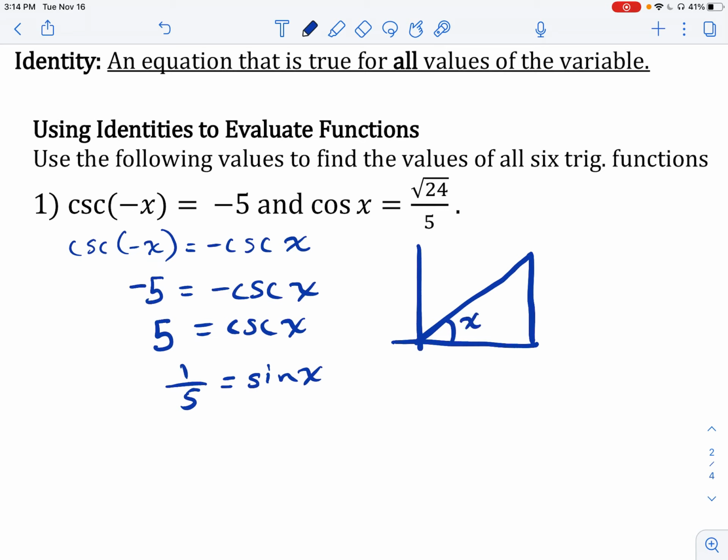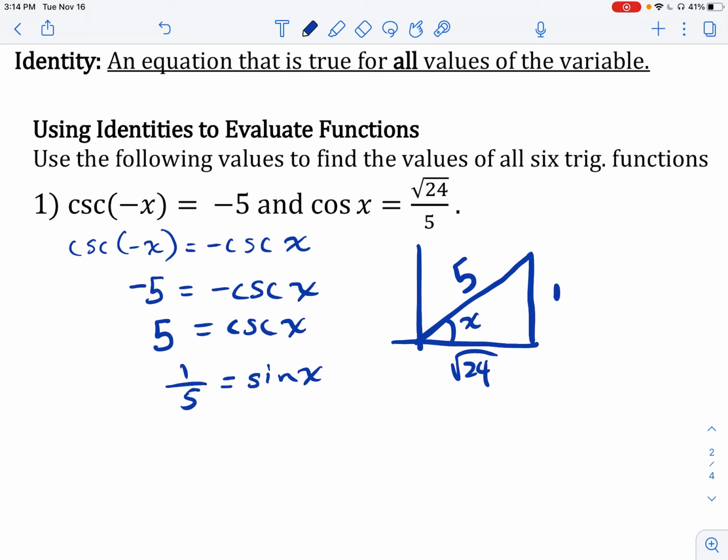So I could draw an appropriate triangle here, and I could say that cosine of some angle x is adjacent over the hypotenuse, and this works out also with us understanding that sine of x is, in this case, I mixed these around, didn't I? So I apologize. Adjacent is root 24, and hypotenuse is 5. Sorry, it's been a long day. All right, so sine of x is equal to 1 over 5.